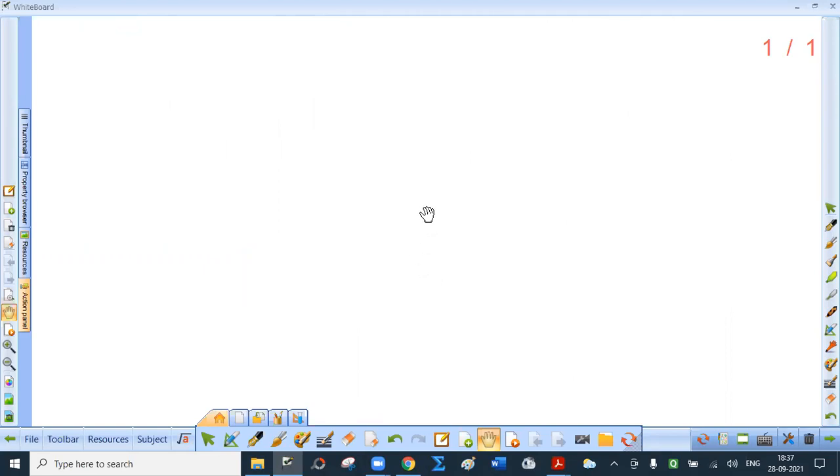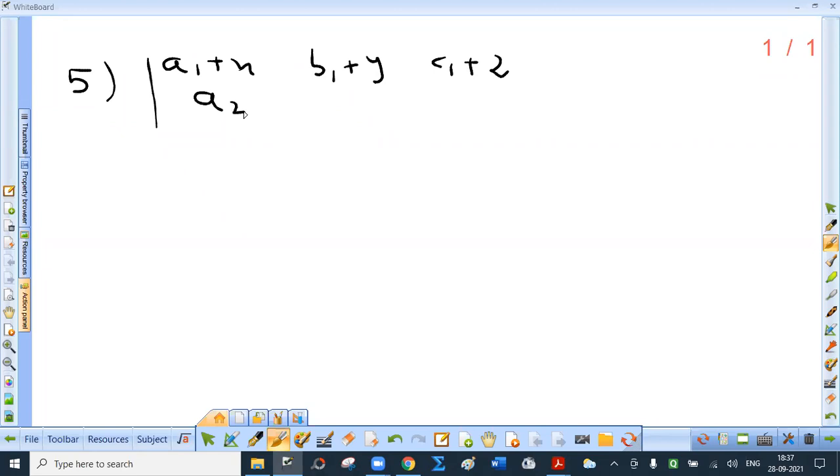Now property number 5 is a simple one. You should verify this afterwards. If each element of any row or column of a determinant is expressed as sum of two terms, then the determinant can be expressed as sum of two determinants. For example, a1 plus x, b1 plus y, c1 plus z, a2, b2, c2, a3, b3, c3.